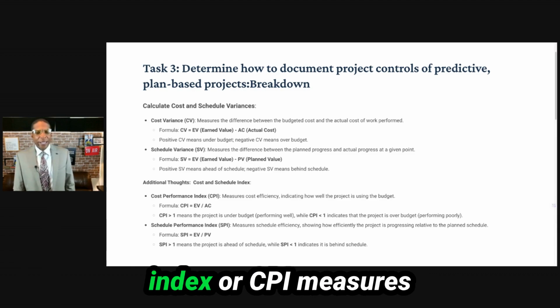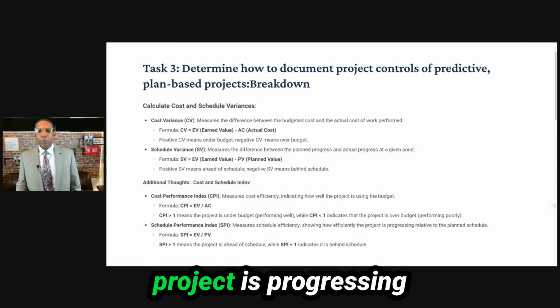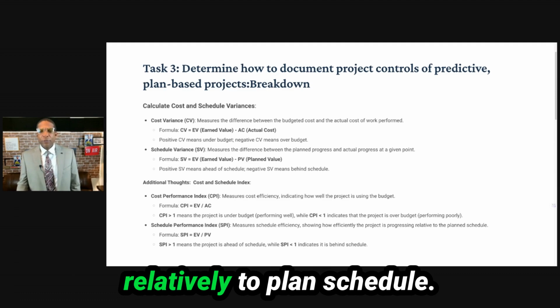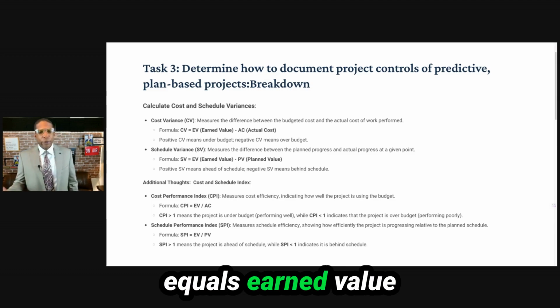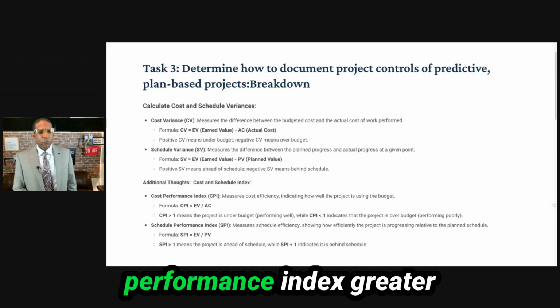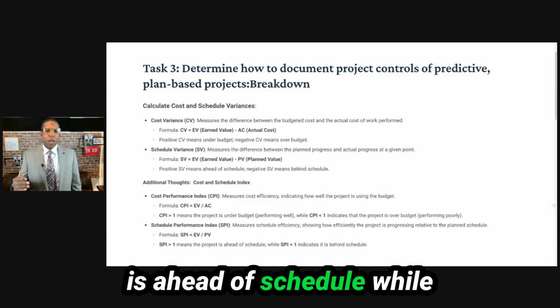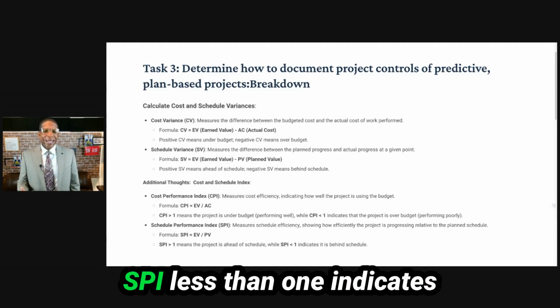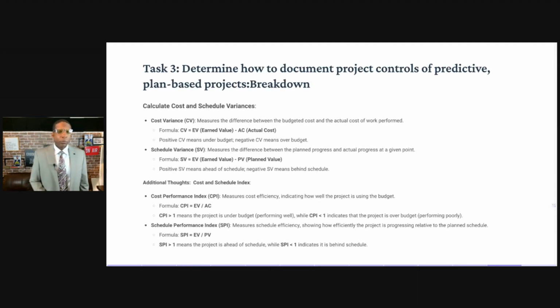Schedule performance index, or SPI, measures schedule efficiency, shows how efficiently the project is progressing relative to planned schedule. That formula is schedule performance index equals earned value divided by planned value. And the same thing, schedule performance index greater than one means the project is ahead of schedule, while SPI less than one indicates it's behind schedule.